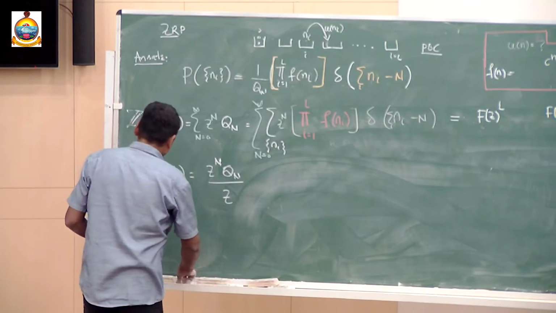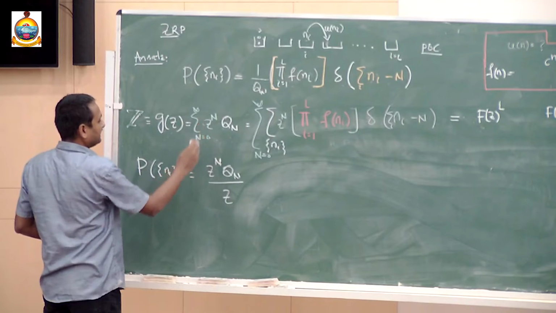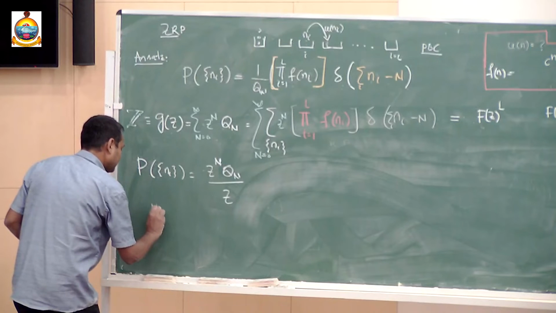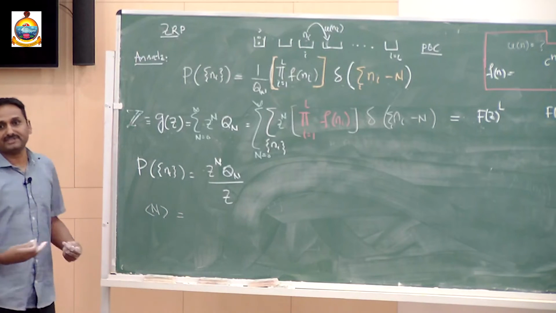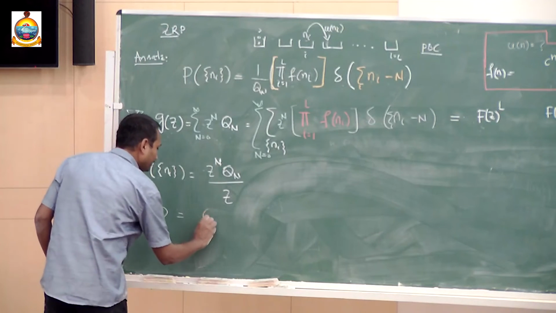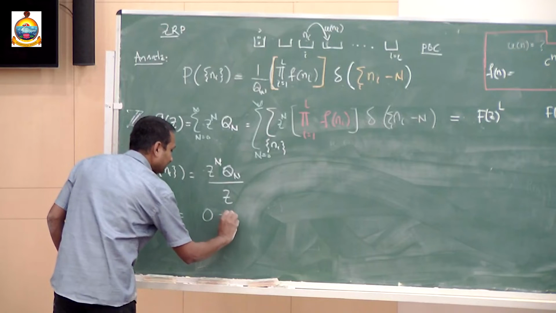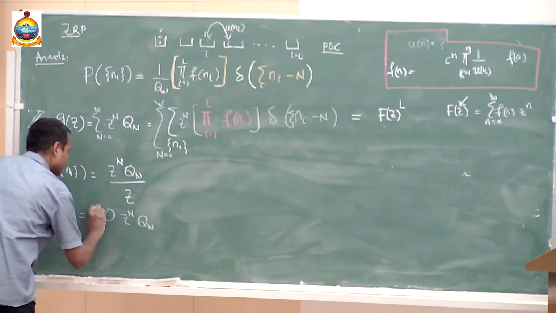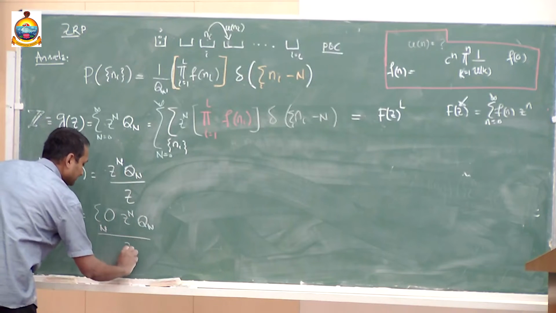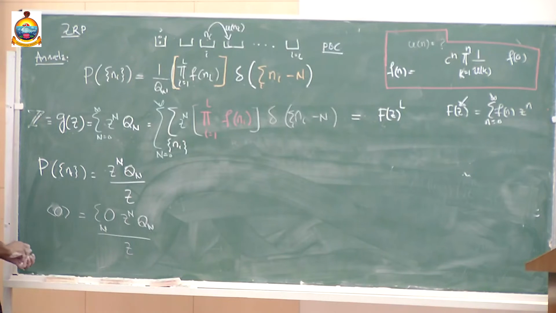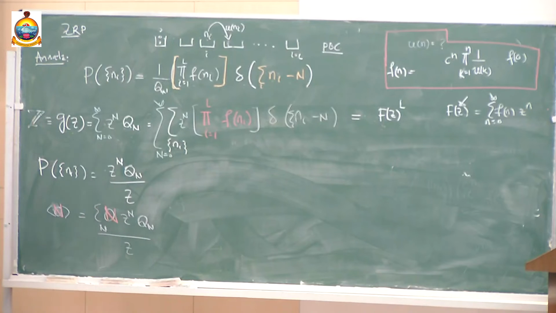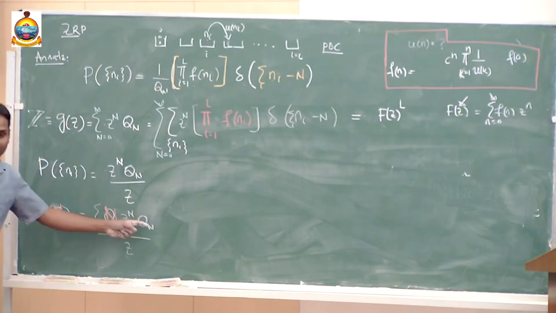Now, if you want to calculate n average, you just multiply by n here and sum it up. So for that matter, generally any observable average will be the sum of O times z to the power n Q_n, divided by G(z). Of course, O depends on all configurations; it need not depend on n. But in a specific case, we are bothered about n, so we put n. So n average equals the sum of n z to the power n Q_n, divided by G(z).